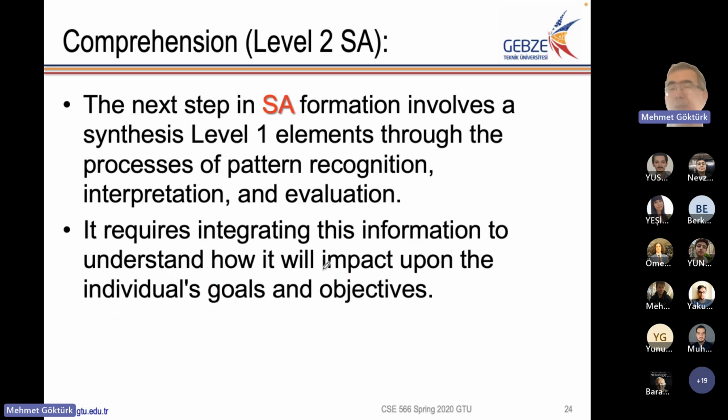Second is understanding, which is interpretation and evaluation. It requires integrating the information to understand how it will impact the individual's goals and objectives, such as engine heat. Engine oil light blinks. You see it, okay, the engine oil light blinks, but do you understand how important it is? Some people say, oh, engine oil is important, so fix it. But they don't comprehend that it has to be addressed immediately. So they don't know the importance.